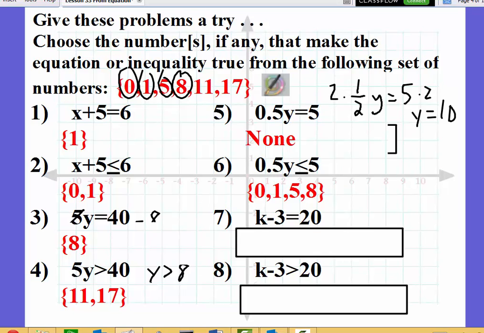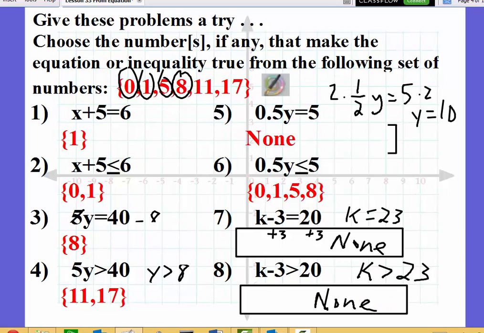My last one, k minus 3 equals 20. I'm going to do the inverse, so I add 3 to each side. I'm left with k equals 23. Do I see that anywhere up here? I don't. So again, my answer should be none, since I don't see 23 in these numbers they're asking me to use. My next one, I'm going to do the same thing. I'm going to copy this exact sign down the exact same way. Do I see numbers that are greater than 23? I don't. So again, my answer should be none. And let's just check to make sure.